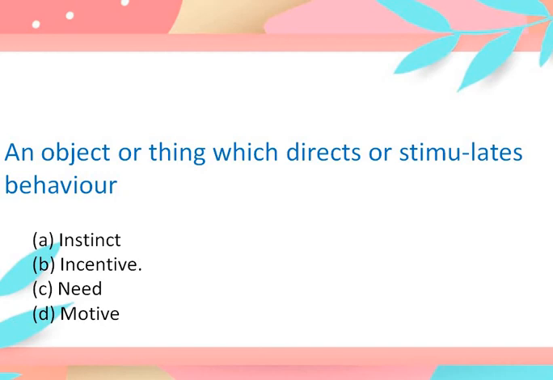An object or thing which directs or stimulates behavior. A. Instinct. B. Incentive. C. Need. D. Motive. The correct answer is B. Incentive. An object or thing which directs or stimulates behavior is called incentive.